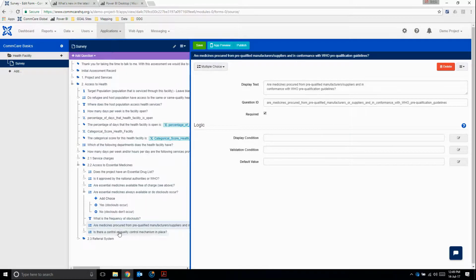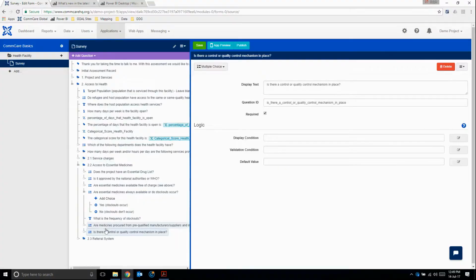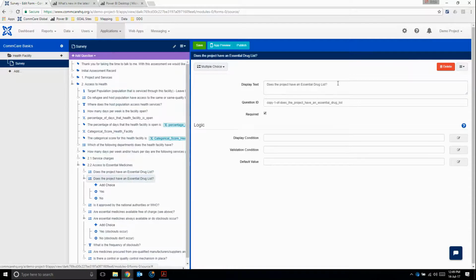And then we just simply have the other two questions, which are straightforward. And if you paid attention in the previous videos, you would have copy-pasted the questions. So that's what I did. I simply went Control-C, Control-V, and then just changed the display text and question ID.